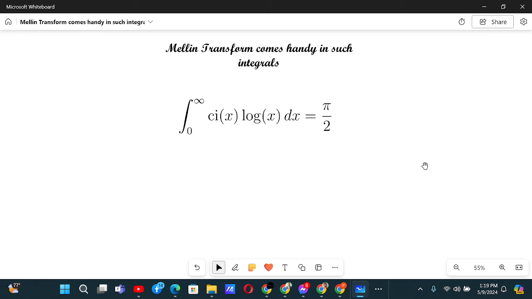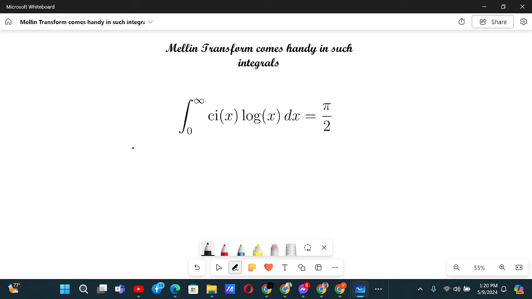Mellin transform comes in handy in such integrals. So in the integrals where basically we have some special functions along with the log x, and if it's from 0 to infinity, the Mellin transform can be helpful. Since the Mellin transform of most of the functions is well known, that's why I'm using this.